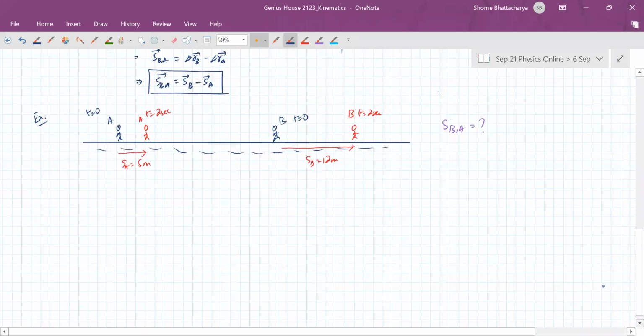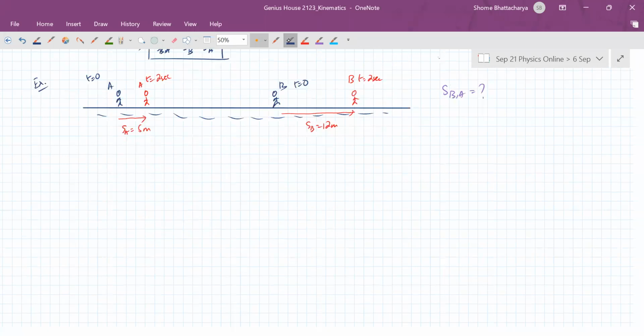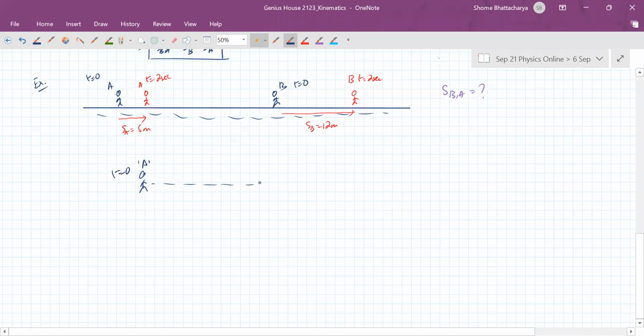So what is happening is that as far as A is concerned, in A's frame at t equal to 0, B was located somewhere here. So this was the position of B with respect to A. So let's say it was some x.